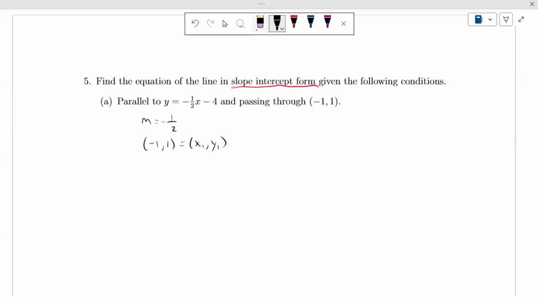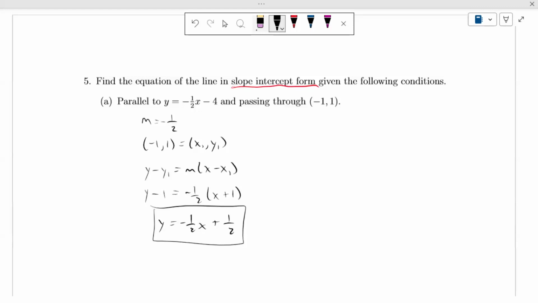Fair enough. And then now you do the point slope form of a line, which is y minus y1 equals m times x minus x1, right? So that's going to be y minus 1 is equal to -1/2 times x plus 1, minus -1, maybe plus 1. And then now we just solve for y, and that'll be in slope intercept form. So we get y is going to be -1/2 x minus 1/2, but then plus 1 makes this a plus 1/2, right?